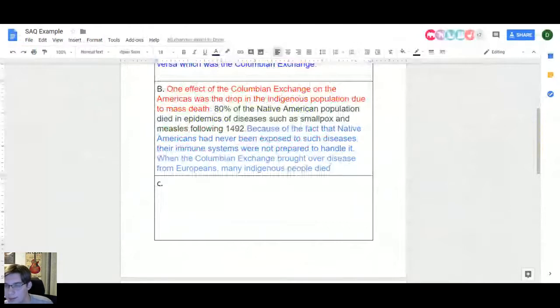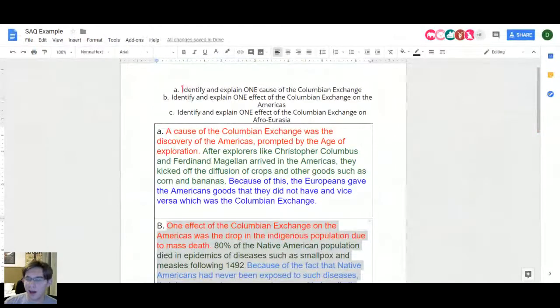Because the Native Americans had not been previously exposed, once the Columbian Exchange happened, they experienced a sudden drop in population. Perfect. All right. So now let's do part C.